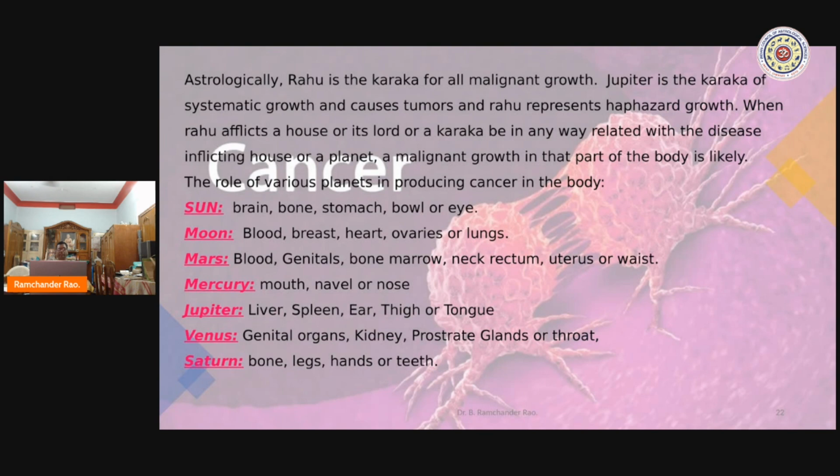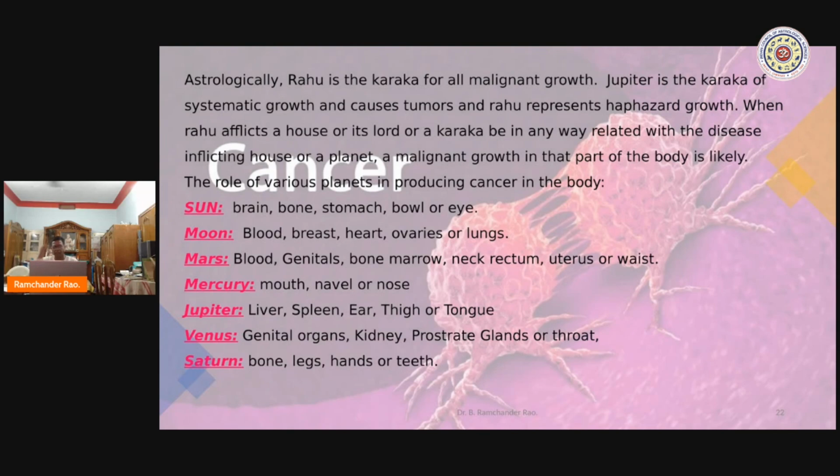This is very, very important. You have to know where Saturn is, as it will give bone, legs, hands or teeth problems. But it may change because of some affliction or the nakshatra in which Saturn is placed. Now, this is very, very important.